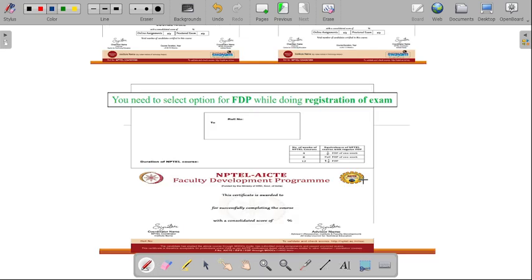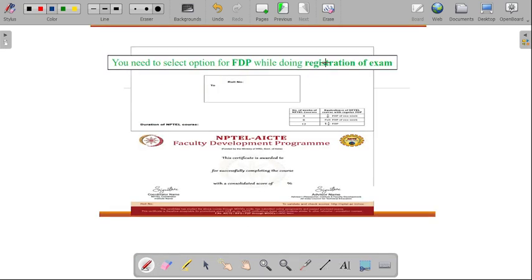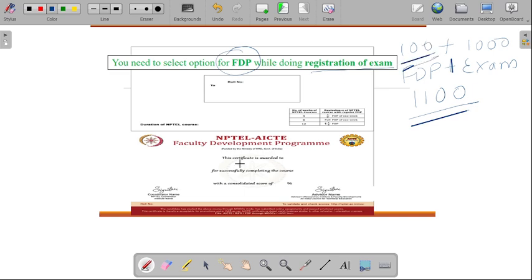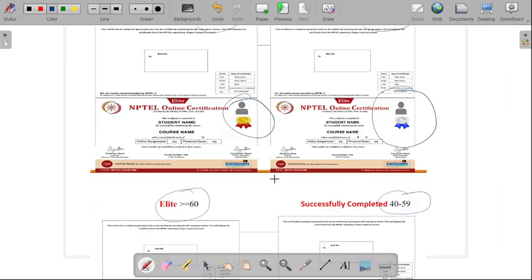If you have registered for the FDP, whenever you register for the exam, at that time you have to select the option for FDP, and you need to pay 100 rupees for your FDP as well as your exam. The examination fee is 1000 rupees, and for the FDP you need to pay an extra 100 rupees. So this will be the certificate for your Faculty Development Program, and you will get your certificate with your name and the passing percentage obtained in your examination. So this is the pattern for your NPTEL certifications.